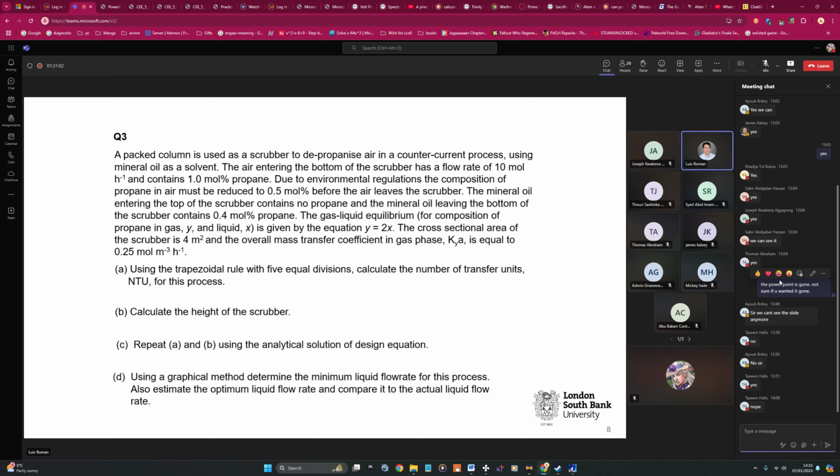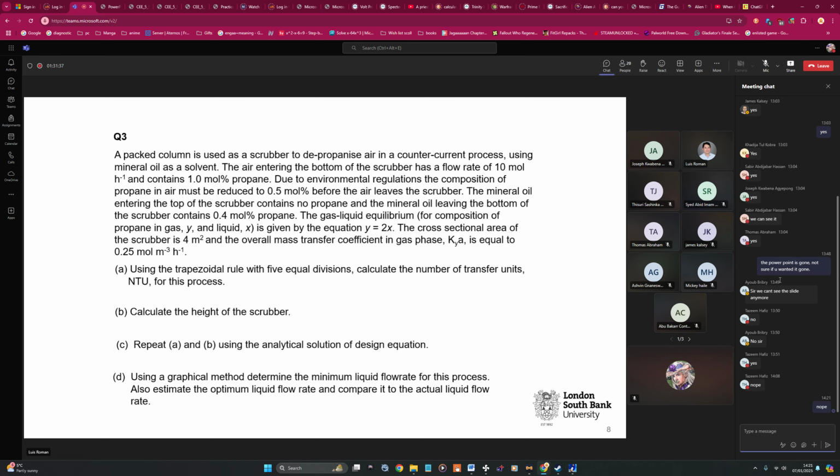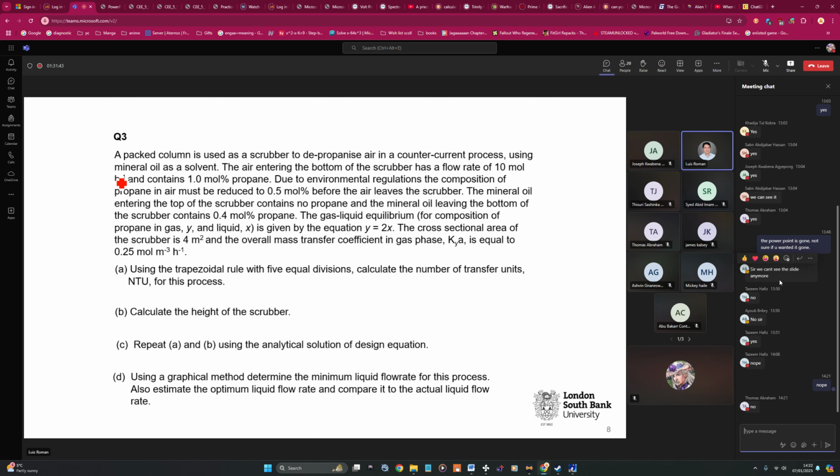Okay, any questions about distillation? We have gone through two examples, about simple distillation and also distillation with fractionation. Do you have any questions? Nope. Okay, let's do this last problem, which is about gas absorption.